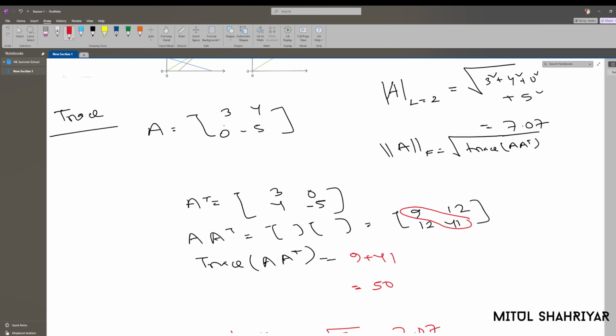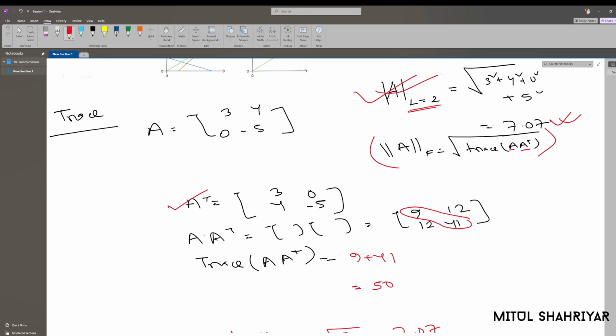Now the question is, why is it important? Because remember, we have something called the norm, right? For L2, we had to square every value in the matrix, 3 square, 4 square, 0 square, 5 square, and then take the root, and we would get this kind of value. We can easily get that using trace. Instead of squaring, if you use the trace of the multiplication of the matrix and its transpose, you will get exactly the same. For example, here we got 7.07.